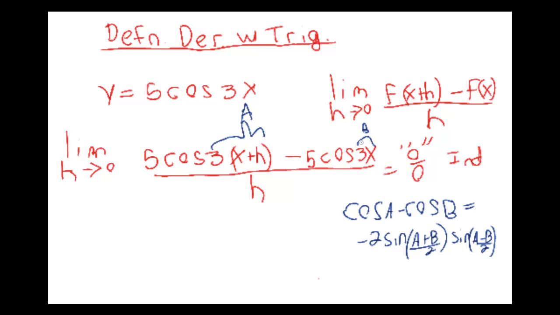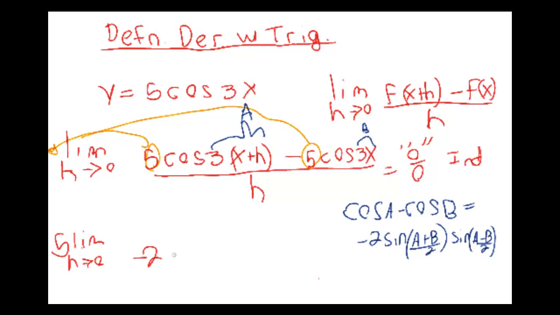Alright, so when I plug in, oh, I should have factored this positive 5 out front. You see how there's a 5 common to both of those? So if I pull that 5 out in front of the limit, the next step would be 5 times the limit as h approaches 0 of negative 2 sine of A, which was 3x plus 3h, plus B, which is 3x, all over 2, times sine of the difference of those two things.